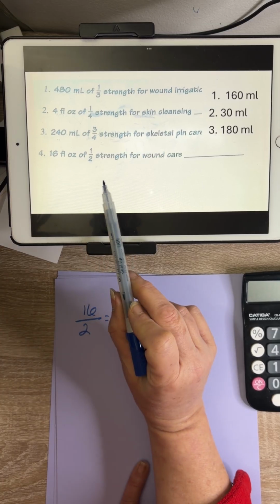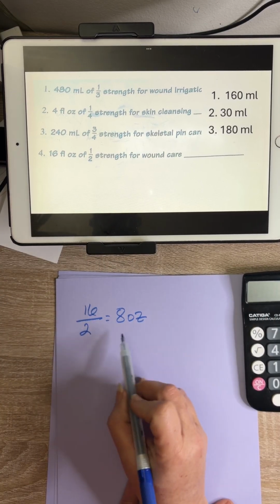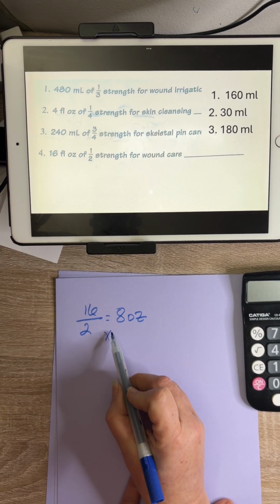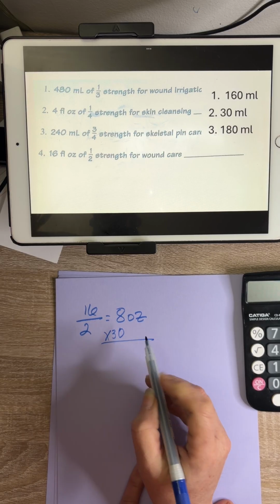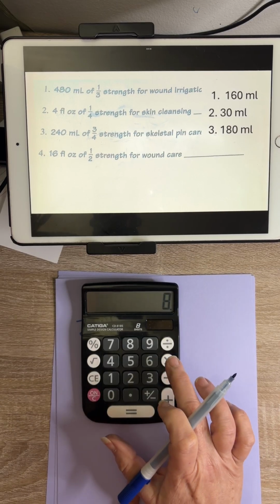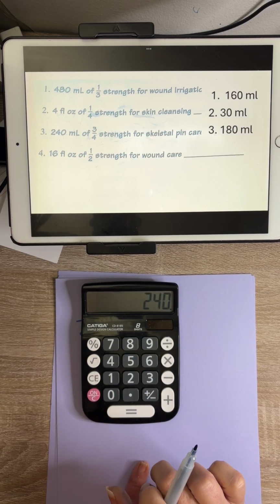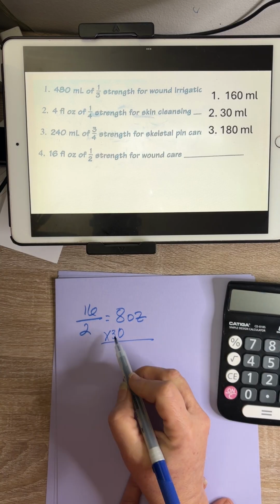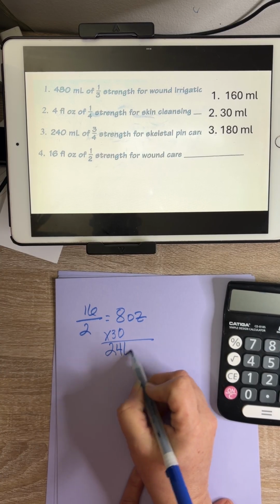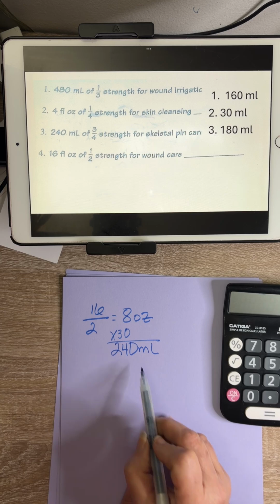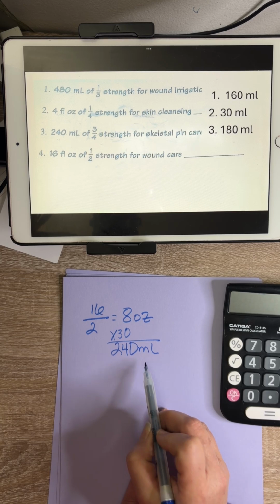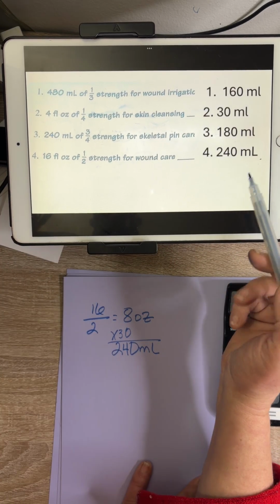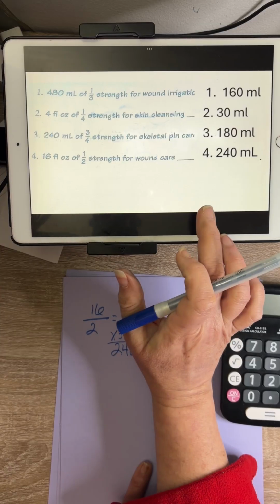If they wanted to know the milliliters, then you take your 8 ounces times 30. I'm going to do it in here. 8 times 30 is 240 milliliters, what you should have. Look. Boom. We saved them.